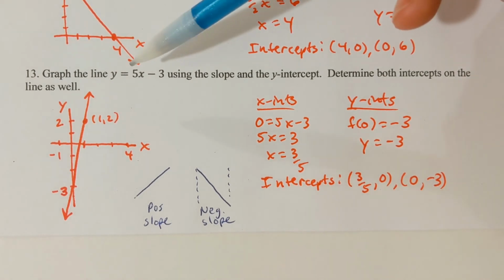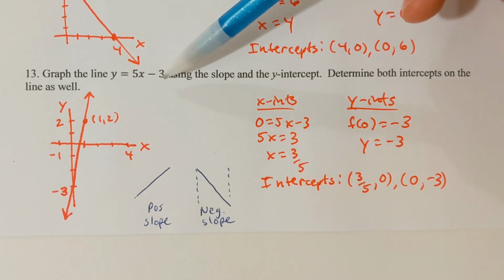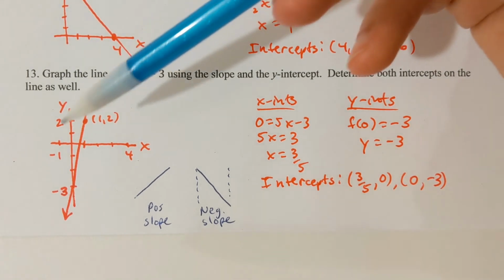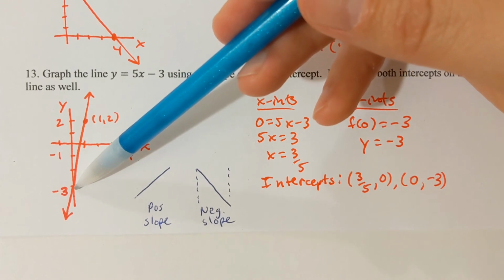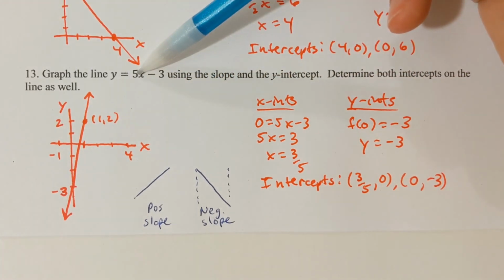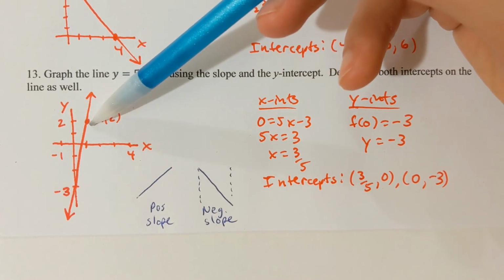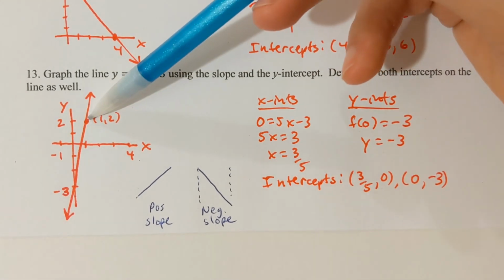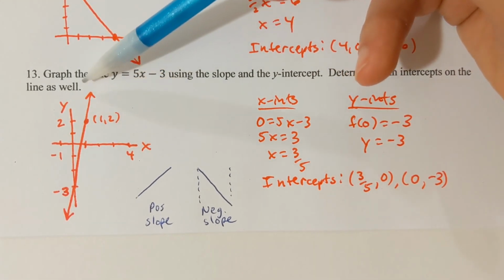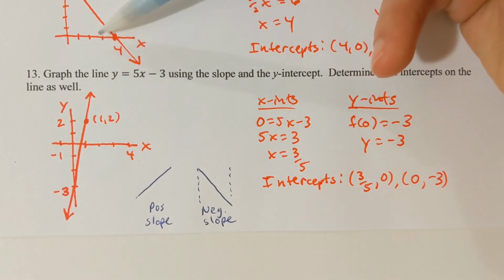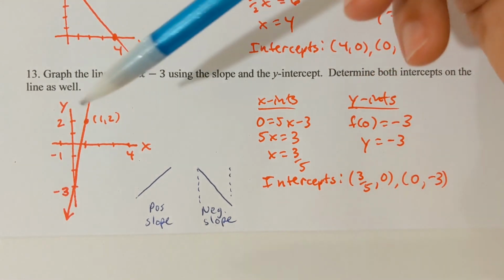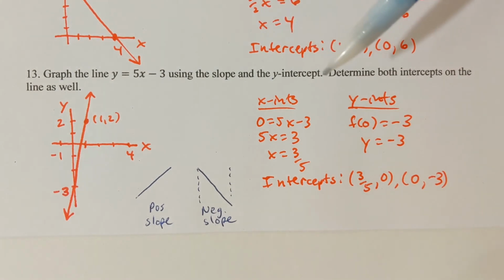So this line has a slope of 5 and a y-intercept at -3. So I can start right here on the y-axis at (0, -3), and then use the slope. Now 5 is the same as 5 over 1. So think rise over run. I need to go up 5 and to the right 1. Well, that's going to bring me to this point here, (1, 2). And I could continue to go up 5 and to the right 1, up 5 and to the right 1, and gather up a whole bunch of points on this line.